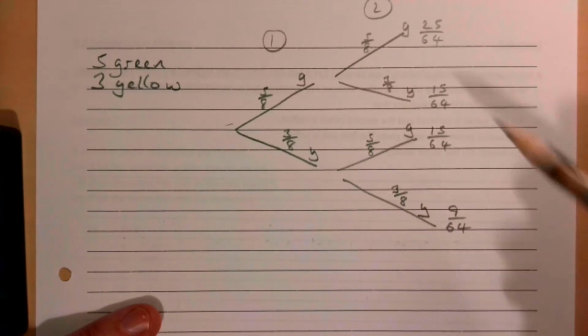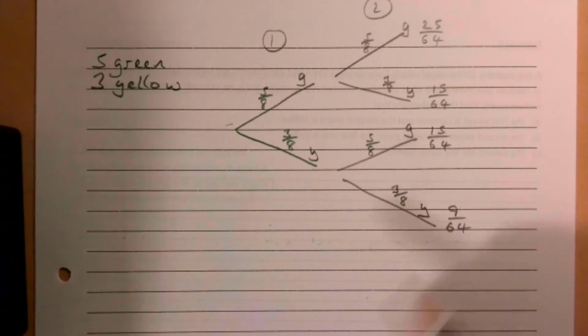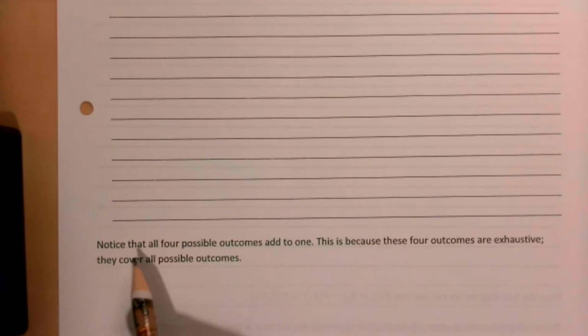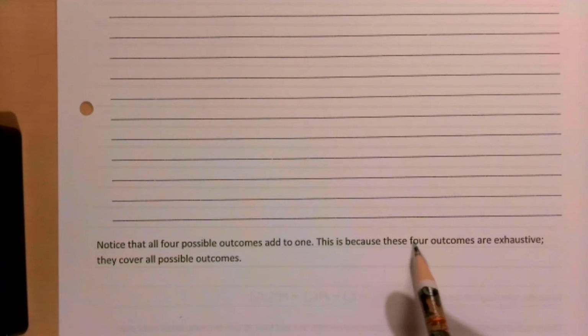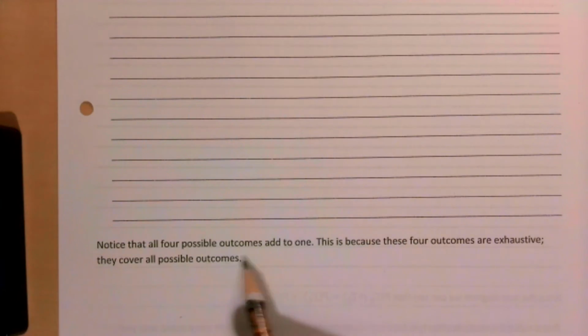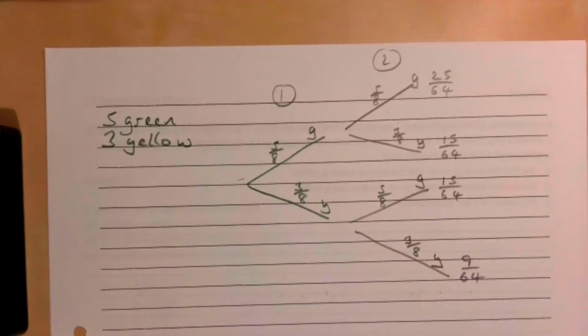It also said to notice something: 25 plus 15 plus 15 plus 9, of course, gives 64. It says this right down at the bottom here. It says notice all possible outcomes add to 1. This is because these 4 outcomes are exhaustive. They cover all the possible outcomes. Yeah, there's no other option if you're picking out one of each.